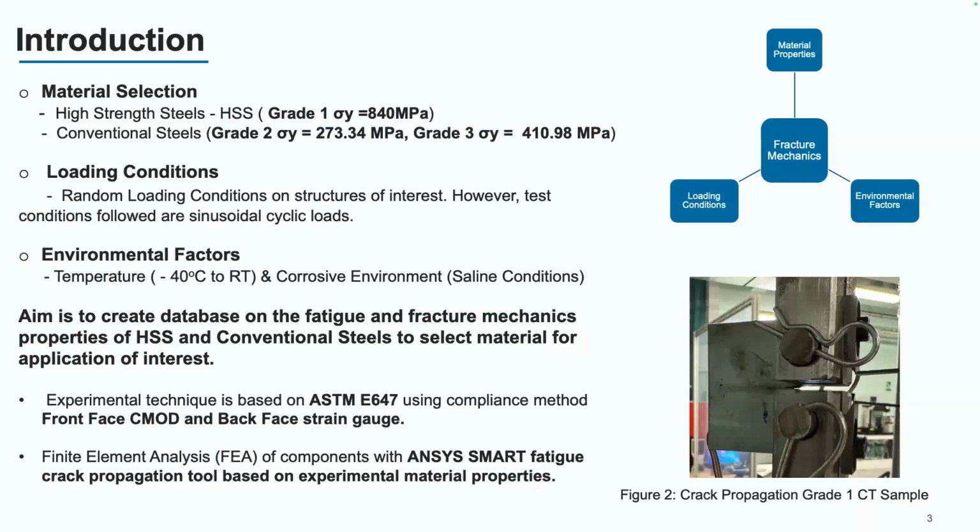Just to give an update, it's an industry project, so I still don't have permission to reveal what exact grade I'm using. What I can say is that the yield strength of the high strength steel is 840 MPa. The other two, which I just call conventional steel, are so called because you can find more applications of the conventional steel. That's the reason I kept the name as conventional.